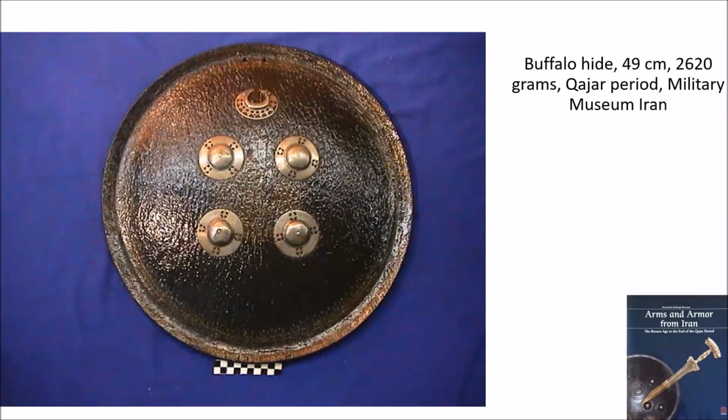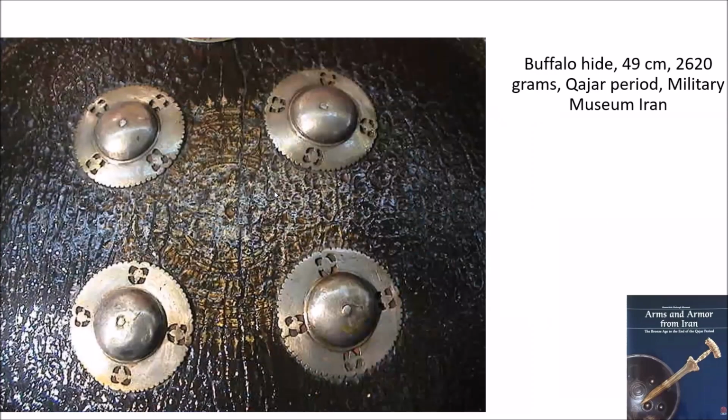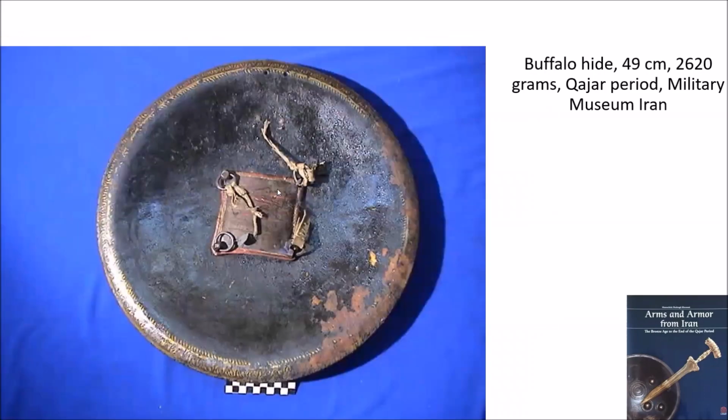Another buffalo hide is from the Qajar period, 49 centimeters, 2,620 grams. Military Museum of Tehran in Sadabad complex. Again, all of them are in my book, Arms and Armor from Iran. You see copper alloy for shield buckles with a crescent, which is chiseled. Back of it, the polished deck. You see that these cords are torn off. You see that here you have a ring, and this ring goes and then is riveted to the buckle, which is in the front.